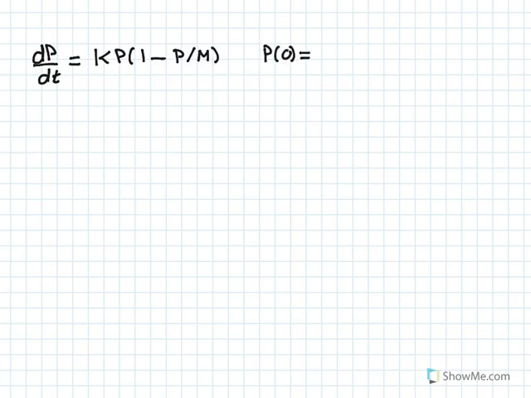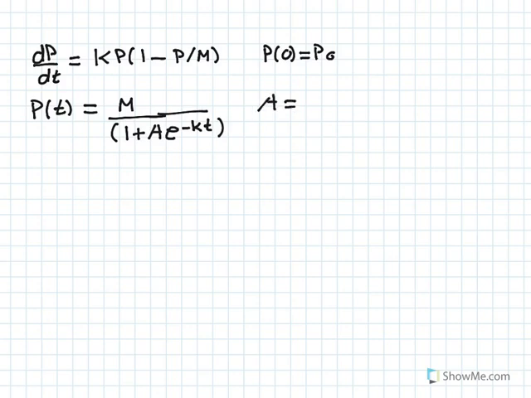So what we have is dP/dt is equal to kP times 1 minus P over M, and initial condition, P of 0, that's the initial population of the fish, is P0. And we solved this, and we found an explicit solution for the population as a function of time, is equal to capital M, divided by 1 plus A, e to the minus kt, where the constant A is equal to capital M minus P0 divided by P0.